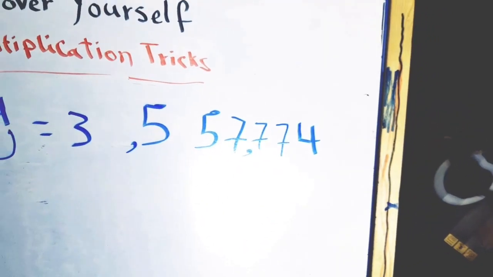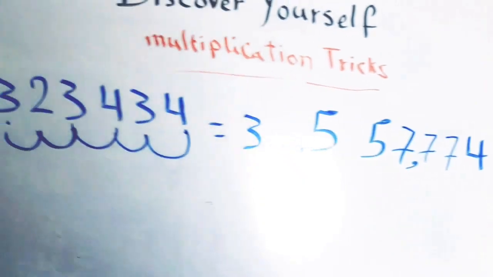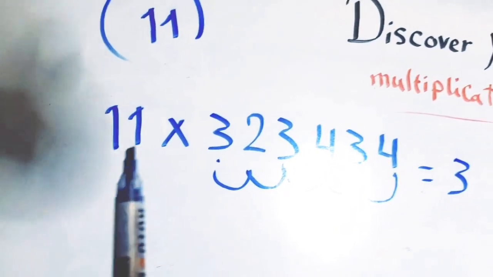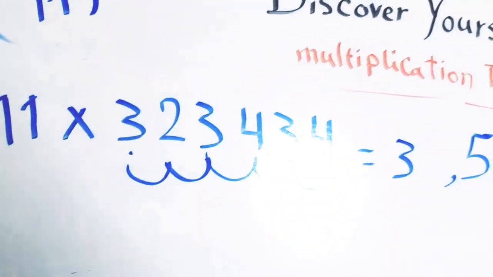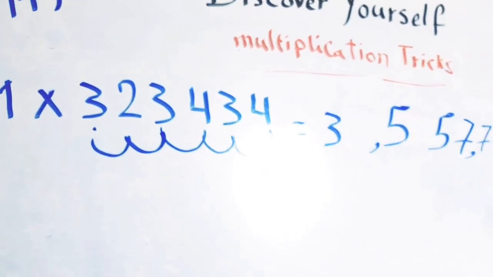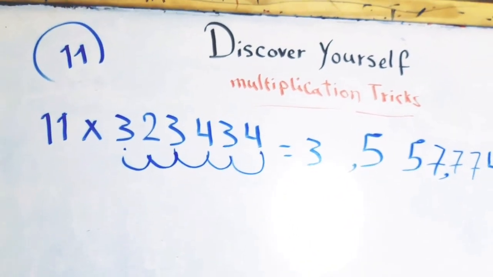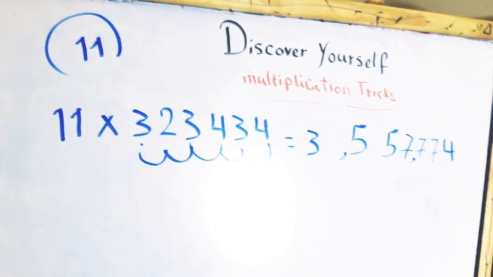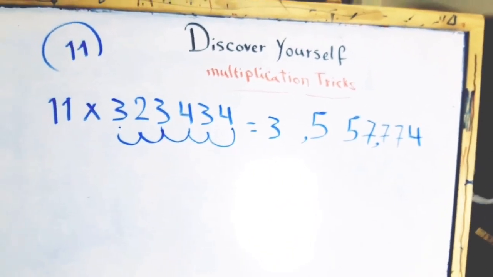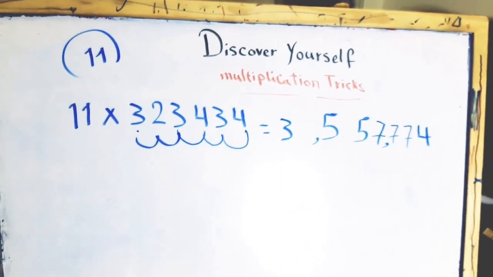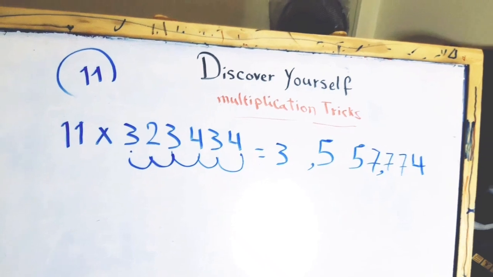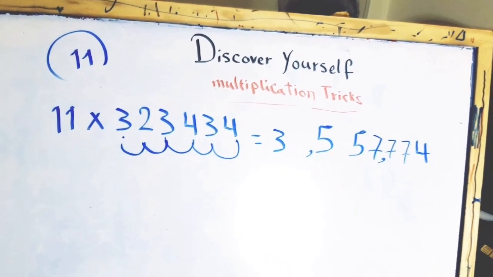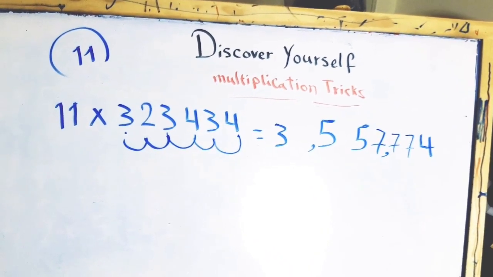3,557,774 is the multiplication product of 11 times this large number. Of course, you must be more confident when you are coming to multiply 11 by any number, whatever.